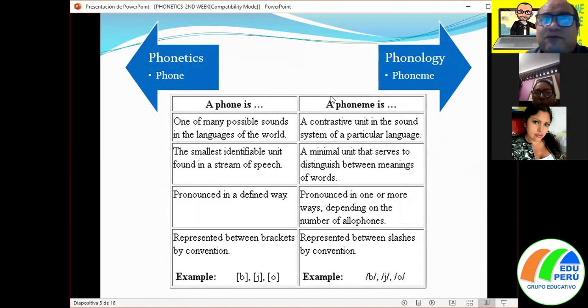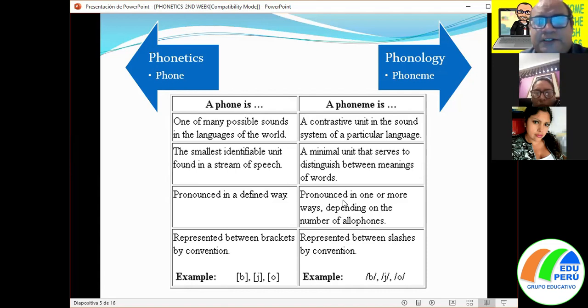Remember, a phone is one of many possible sounds in the languages of the world. So we have a huge number of sounds that we can produce. A phoneme, what is a phoneme? It's a contrastive unit in the sound system of a particular language. So you are going to make a contrast, to distinguish. That's why it says contrastive, because we differentiate meanings. If we change one phoneme to another phoneme, we can change the meaning of words. Now, the second point about the phone is that the phone is the smallest identifiable unit found in a stream of speech.